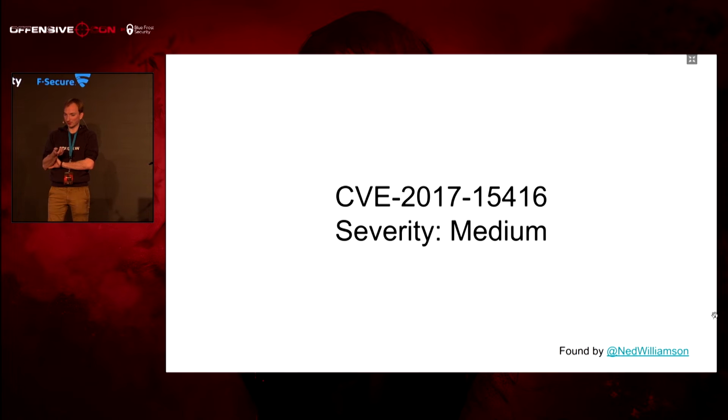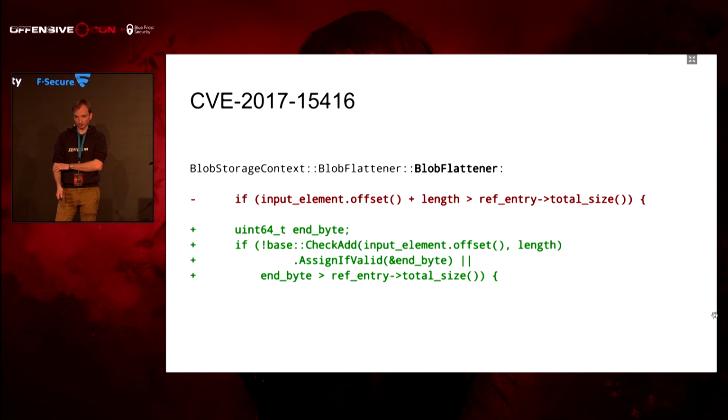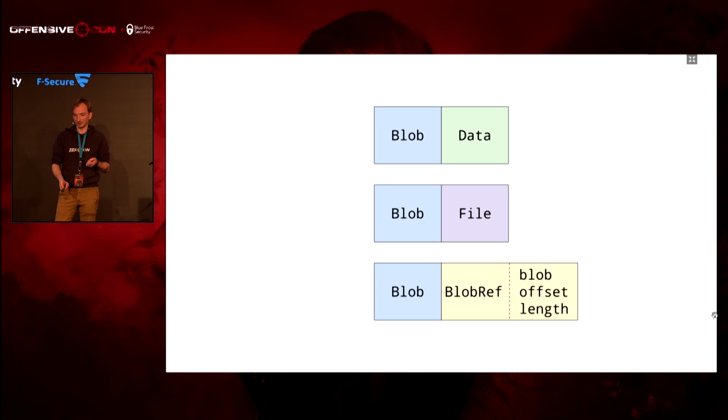There was this nice bug from Ned Williamson in the browser process which was rated as medium back then. And I thought this would be a cool example to try it out. So it's in the blobs. If you're not aware what blobs are, it's this web API that allows you to store data. It stands for binary large objects. And if you look at this code, this is the patch. You will quickly see this is just an integer overflow, right? This is a very simple bug. And let's exploit this quickly because it's super, super easy.